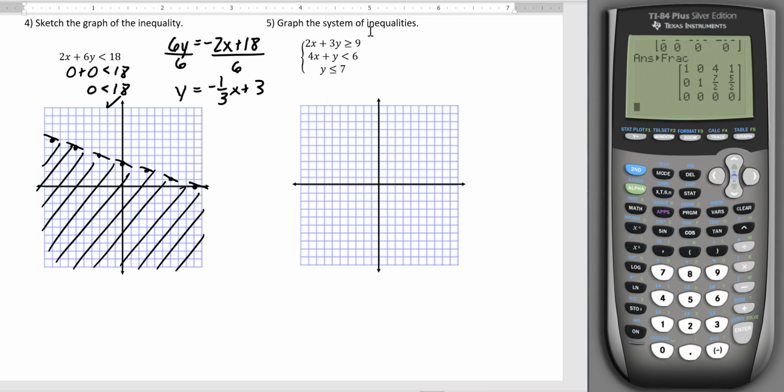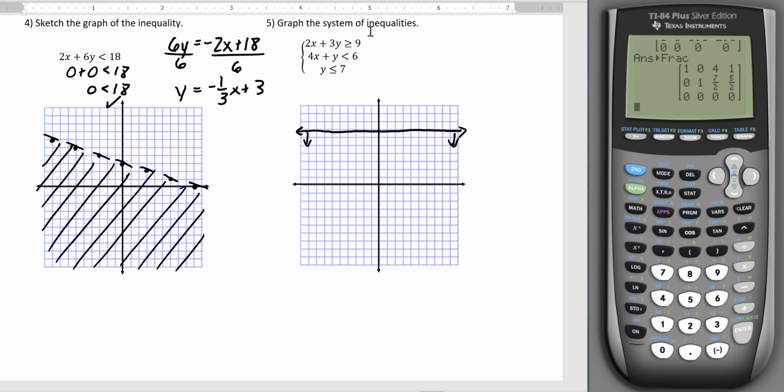Beautiful. All right, number 5, a system. So we got a couple things here. First, I see that y is less than or equal to 7. I'm going to do that one first. A solid line, horizontal, 7, and I'm going below there. Less than or equal to.